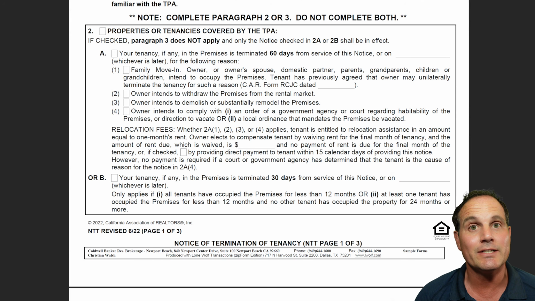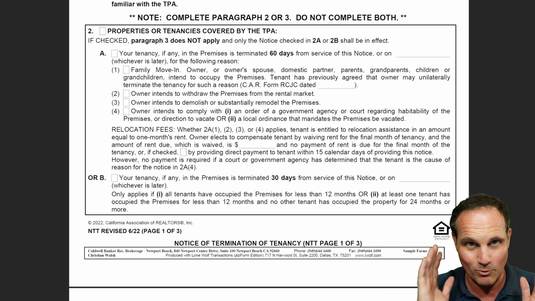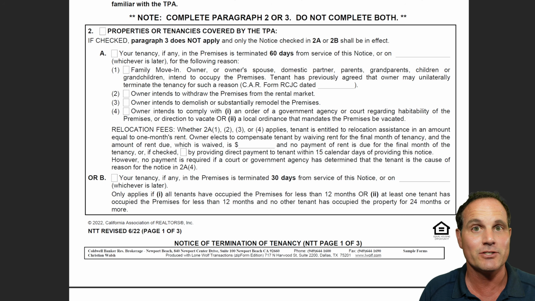All right, so you either use paragraph 2 or paragraph 3. Do not use both, okay? One or the other. And paragraph 2 is if the property is subject to AB 1482. Paragraph 3 is if it's exempt.